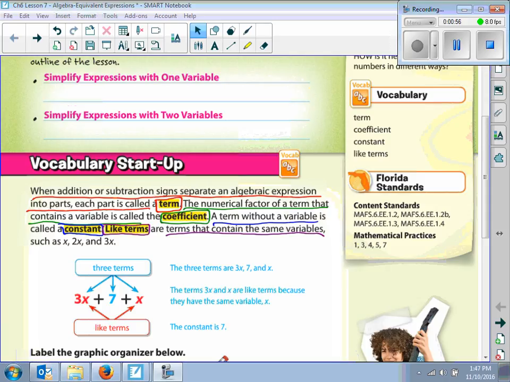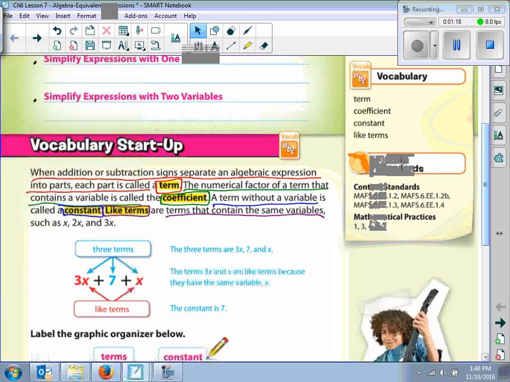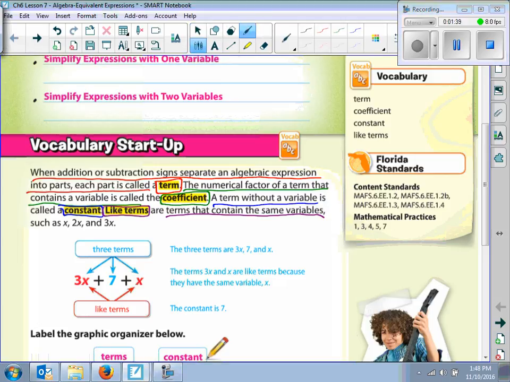It's the number part. So, for example, I'll give the example in just a minute. A constant is a term that has no variable, and like terms are terms that contain the same variables. Okay? So if I look at this diagram here, 3x plus 7 plus x, each one of those is a term. Now, the term 3x right here, the coefficient is the numerical part.